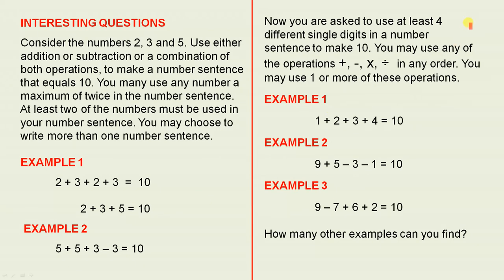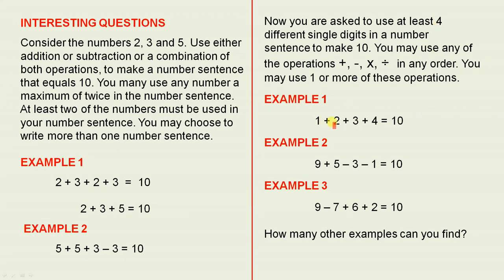Now you are asked to use at least 4 different single digits in a number sentence to make 10. You may use any of the operations, so any of the 4 operations you can use in any order. You may use one or more of these operations. Okay, so you can double up on operations, or you can use them as many times as you want, but you can only use 4 digits, no more than that.